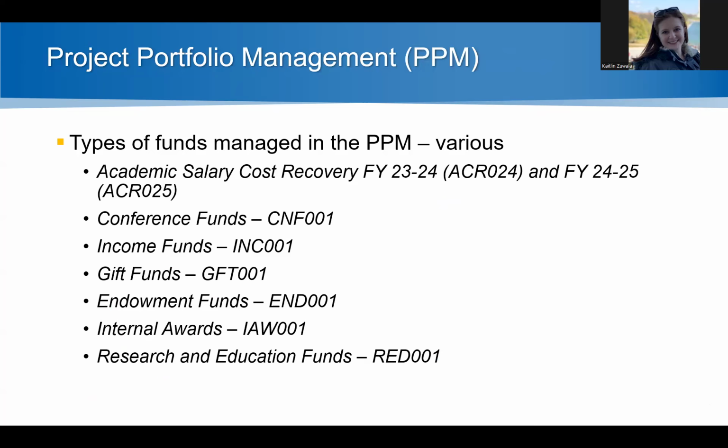So to go over, this is a good segue into our PPM project portfolio management chart strings. The types of funds that are managed in the PPM are those previous ASCR funds, conference funds, income funds, gift funds, endowment funds, internal awards, and research and education funds. And the values after these different types of funds are your task numbers. So CNF for conference 001, INC for income, GFT for gift, and so on.